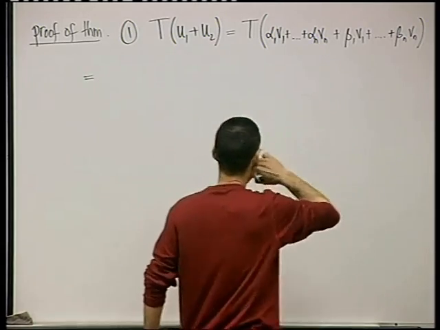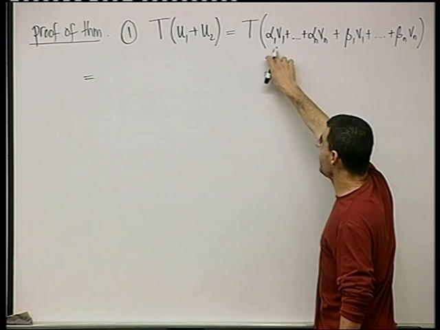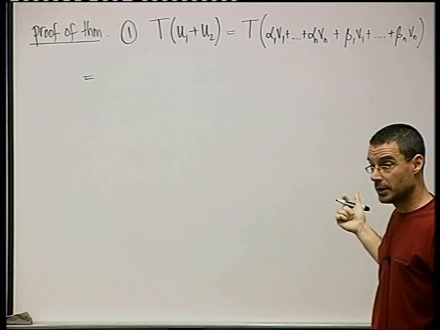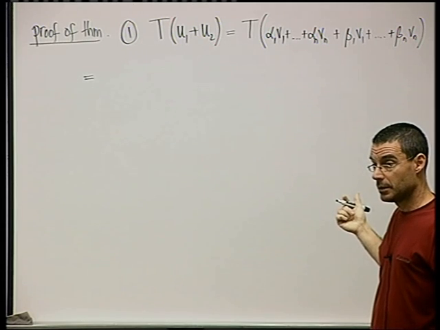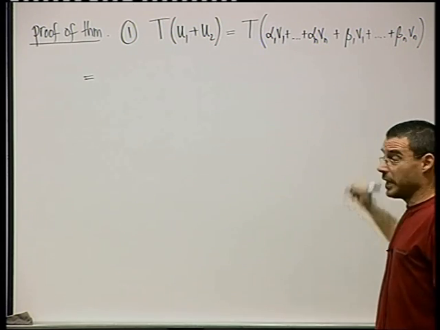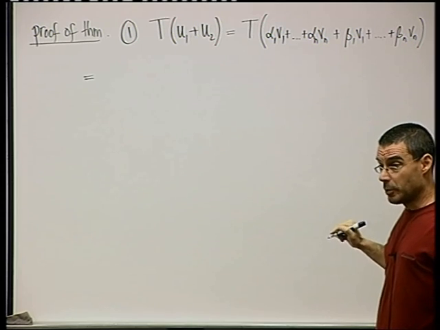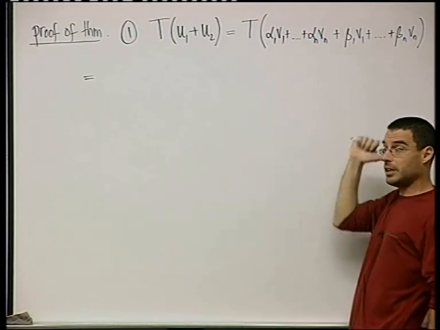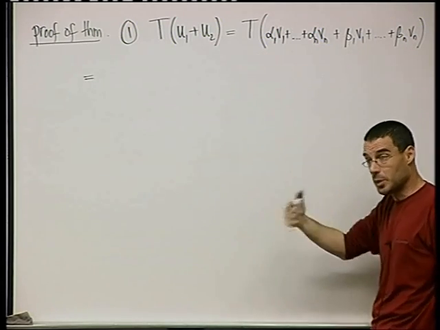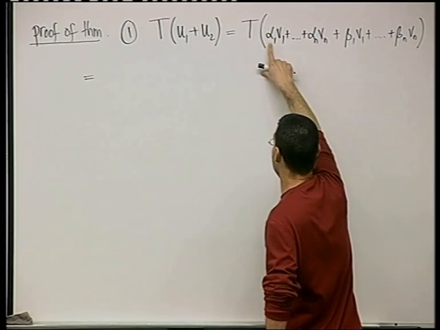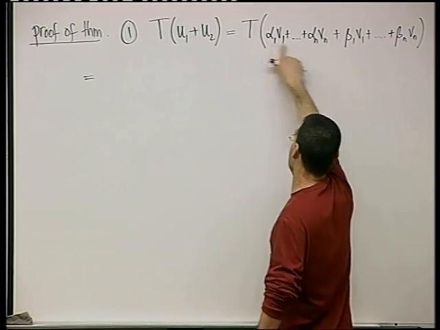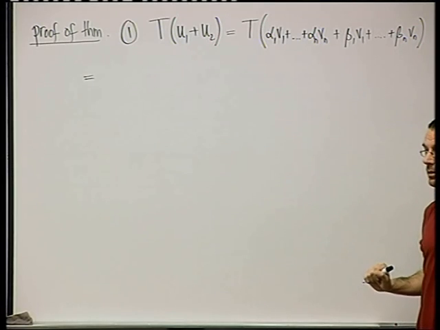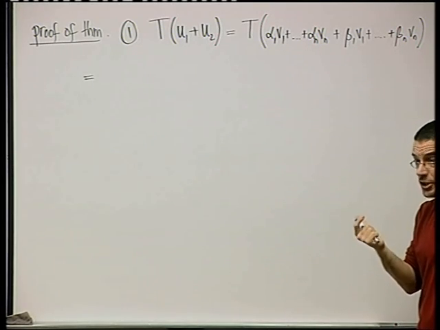Okay. Can I break this into alpha 1 T of v1, etc.? Can I do that now? We don't know it's a linear map. Right. That's what we're trying to prove. So we can't just say, like we've been saying several times when we were working with linear maps, that this equals alpha 1 T of v1 plus alpha 2 T of v2, etc. That's what we're trying to prove. We can't do that. Good? Is the logic clear?